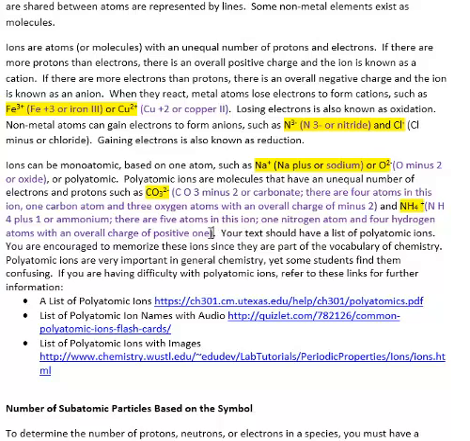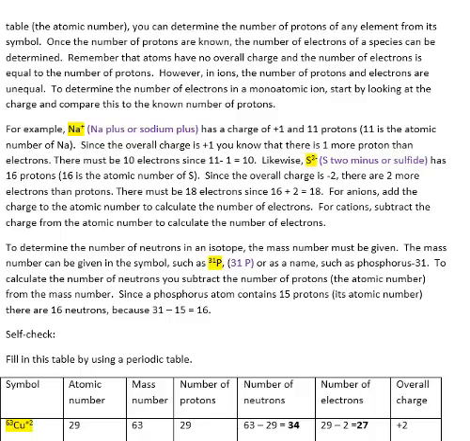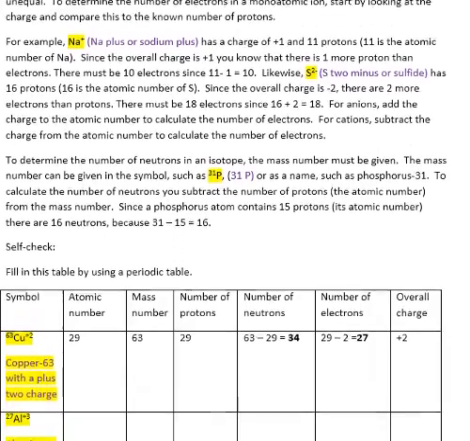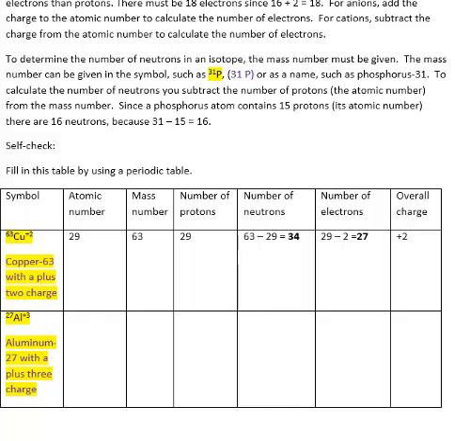I'll put a parentheses there. Okay. So down here, Na plus, or sodium plus, likewise S2 minus, or sulfide, 31P, or as a name such as phosphorus 31. Okay, so down here, I think it'll be important to actually name these as the isotopes that they are.